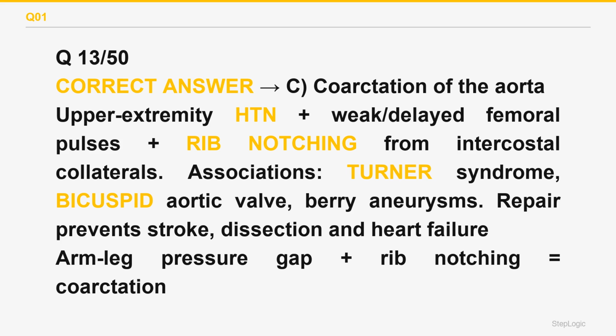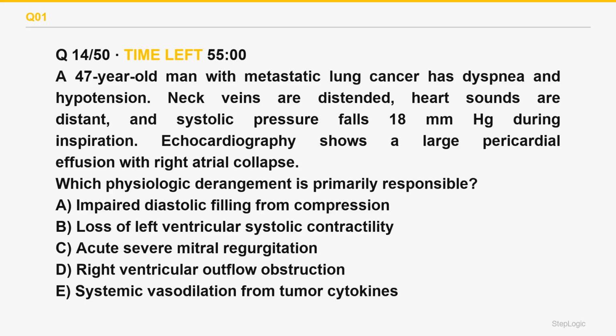Choice B can narrow the aorta and produce pulse deficits, but it does so with systemic inflammatory features and elevated inflammatory markers in a different demographic, and it does not generate the slowly built collateral circulation that notches ribs. If you see rib notching with an arm to leg pressure gradient, think coarctation and check for Turner syndrome. Which physiologic derangement is primarily responsible?